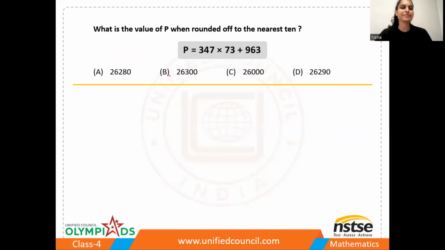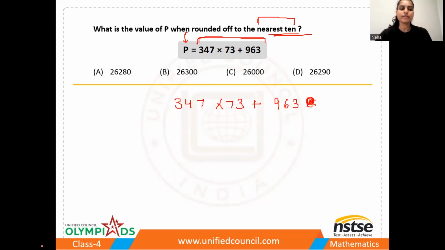So this is the next question. What is the value of p when rounded off to the nearest 10? So first we have to simplify this part, and then when we get the value of p, we have to round off the number to the nearest 10, right? So this question has some calculation. This is 47 multiplied by 73 plus 963. Nothing else is there in the multiplication. All right, this is complete.